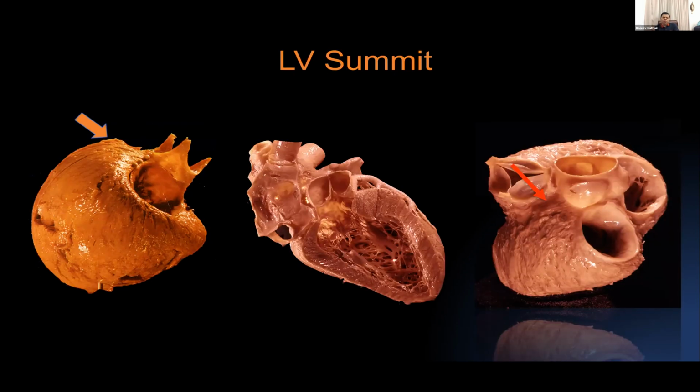So the most important is the definition itself. When we're talking about the LV summit area, this is the highest point of the left ventricle. I mean, we're talking about the area which is the highest, or if you look at the anatomy, this is the topmost part of the left ventricle. I'll go into more detail when we go into the anatomical relationship.